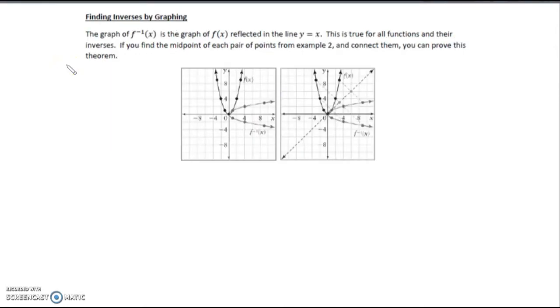Okay, finding inverses by graphing. The graph of f inverse at x is the graph of f at x that's reflected in the line y equals x. So that's what this line is right here. This is true for all functions and their inverses. If you find the midpoint of each pair of points, so for example, this point maps onto this point, the midpoint of this line is going to lie right on y equals x. Or from this one to this one, again, it's going to lie right on y equals x.